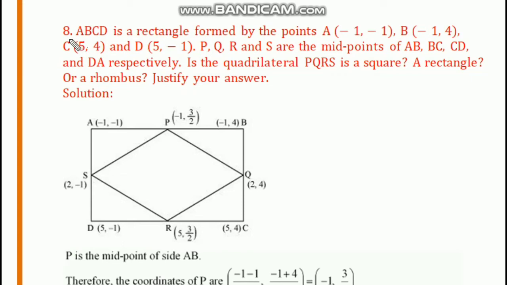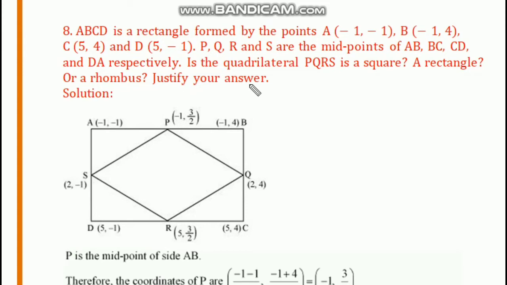Students, let's discuss exercise 7.4, question 8. ABCD is a rectangle formed by the points A(-1, 1), B(-1, 4), C(5, 4), and D(5, -1). P, Q, R, and S are the midpoints of AB, BC, CD, and DA respectively. Is the quadrilateral PQRS a square, rectangle, or rhombus? Justify your answer.